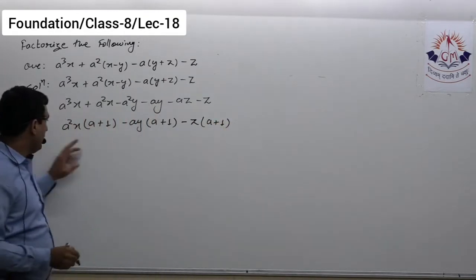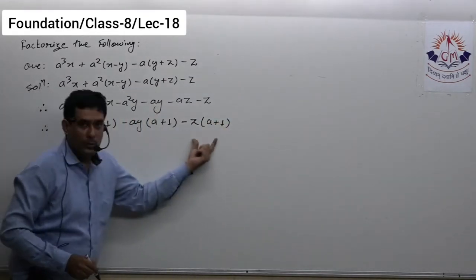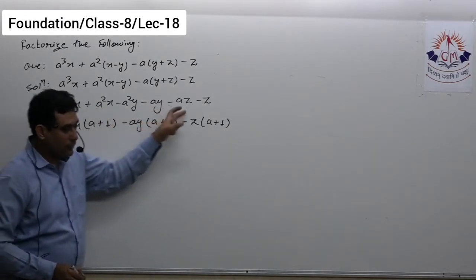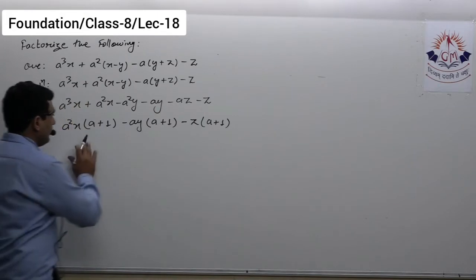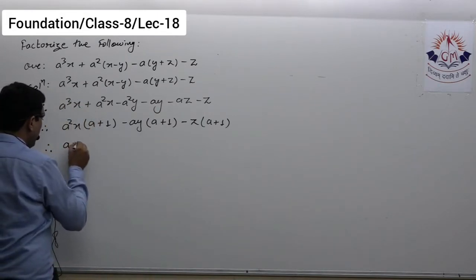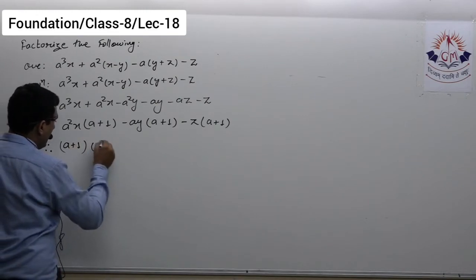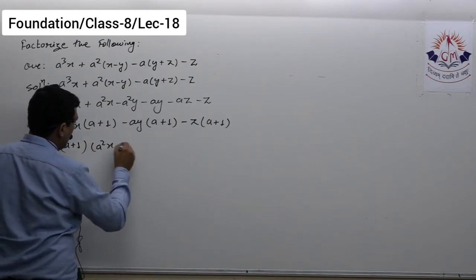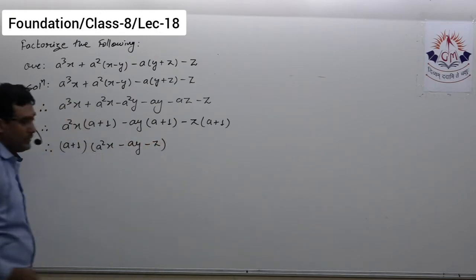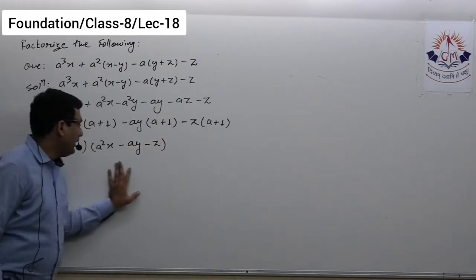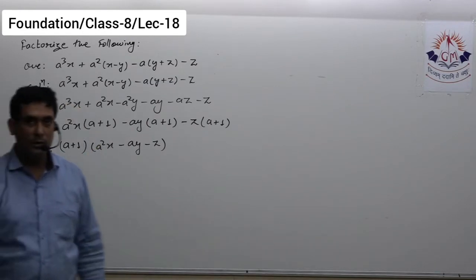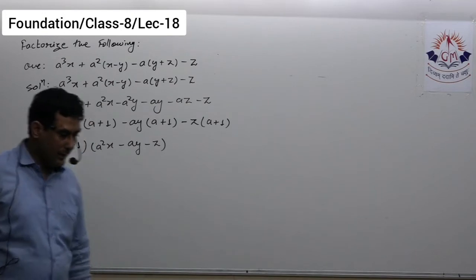So here you can see that a plus 1 is common in all these three terms when I took common from the first two, from the next two and from the next two. So now from these three I can take common a plus 1. Here I am left with a square x minus ay minus z. So these are the final factors of the given expression. Please note it down, then we will see the next question.